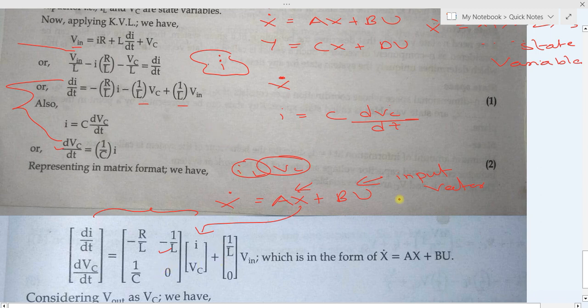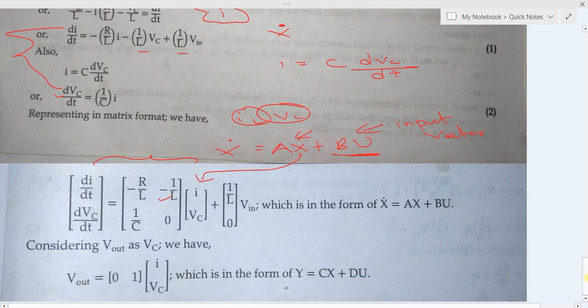Similarly, we need the input vector. Do we have an input? Yes, we have the input as Vin, so we write u as Vin. The coefficient of Vin in the first equation is 1 by L, but we do not have any Vin in the second equation, so we write 0. This is in the form of x dot equals Ax plus Bu, which gives the state equation, as we have already said.